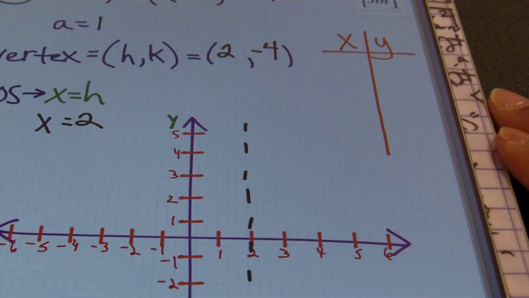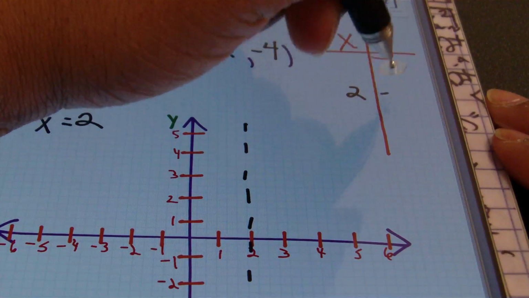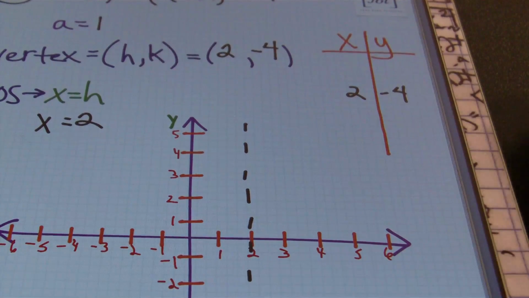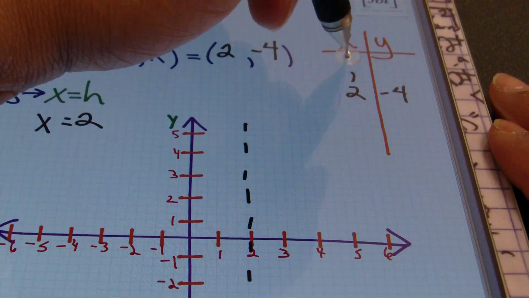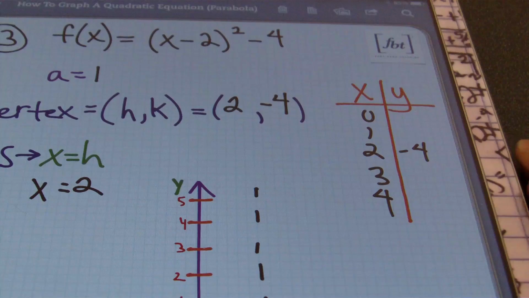In addition to that, we'll go ahead and get working on our XY chart, knowing that in the center of this, I'll have the vertex, which is (2, -4). And as I promised you before, all you have to do is move 2 places to the left of the vertex and 2 places to the right of the vertex to have a solid, uniform, perfect parabola. So I'm going to be using positive 1 and 0 as well as 3 and 4. And let's find out what the y values would be that go along with the x values that we chose.